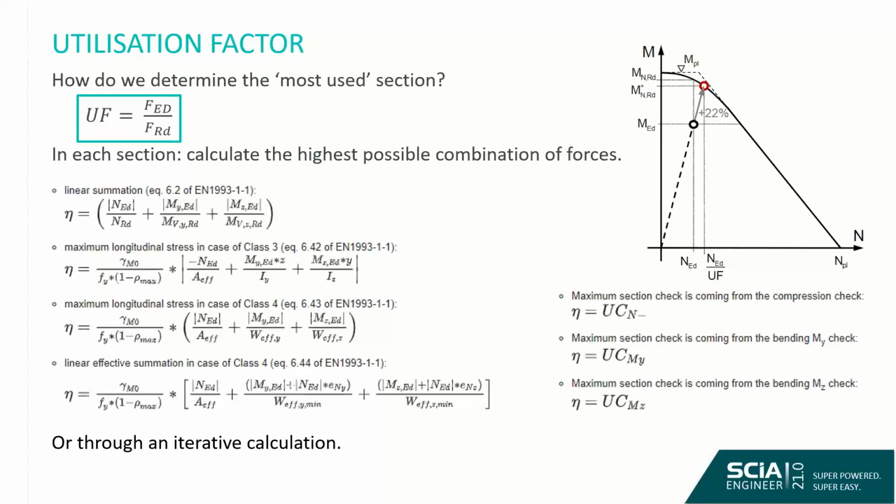I've put them out here for you, but actually you can find all this info on our help website. And for other cases, this will need to be done through an iterative calculation, but we will find the limit. And then if we take the ratio, we know our utilization factor. And then along the member, the section for which this factor is the highest will be the section that is the most used and therefore the most relevant to use as a section class for our stability classification.